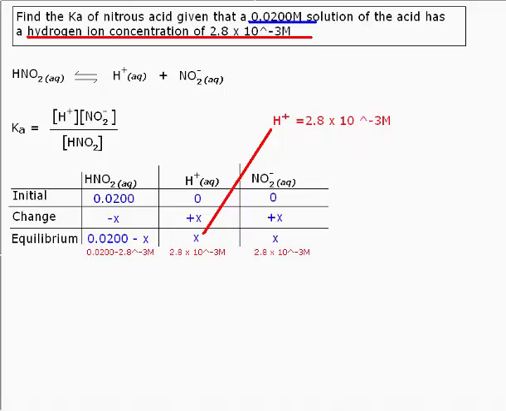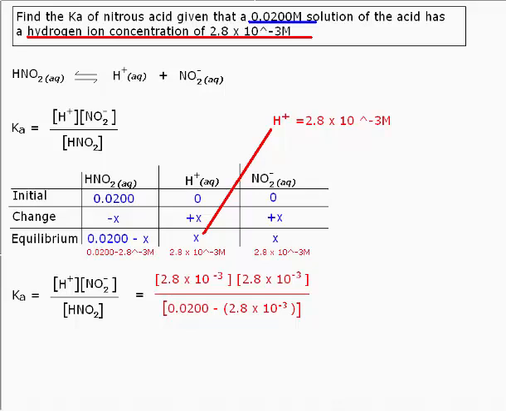Now we can go back to our equilibrium expression. After entering the equilibrium values into the equilibrium expression, you can now calculate the Ka value, which simply equals 4.6 times 10 to the negative 4.